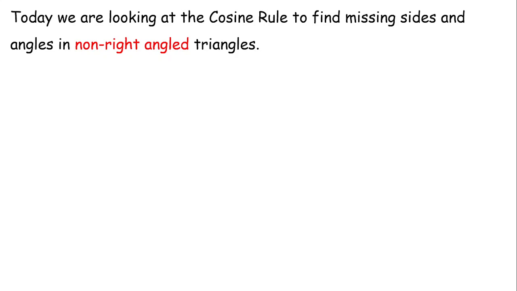Okay, so in this video we're looking at the cosine rule again, but this time we're looking at finding missing angles in non-right angle triangles. So it says up here, we're looking at finding missing sides and angles. This is just taken from the lesson, but this video is just looking at the cosine rule to find missing angles. Last video we looked at finding missing sides, but now we're on to missing angles in non-right angle triangles.